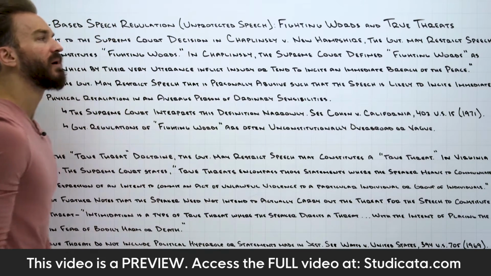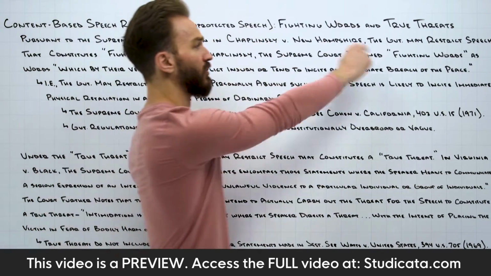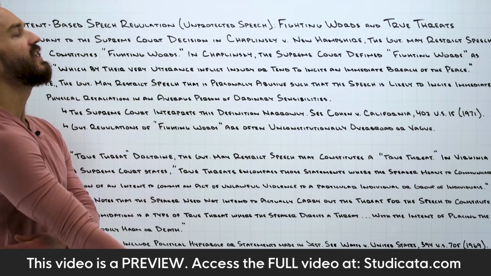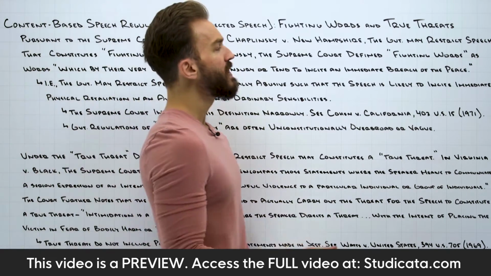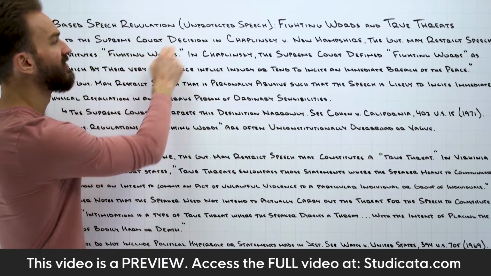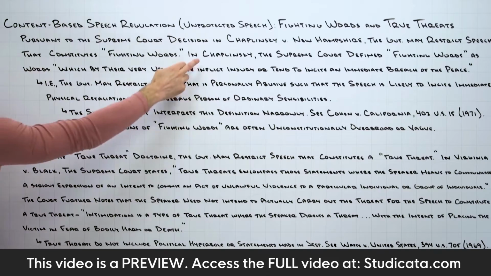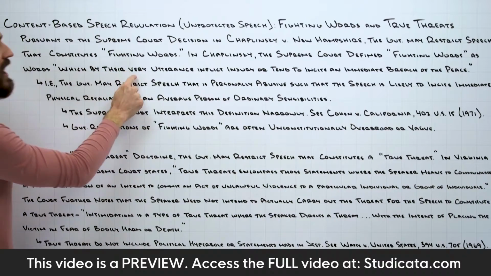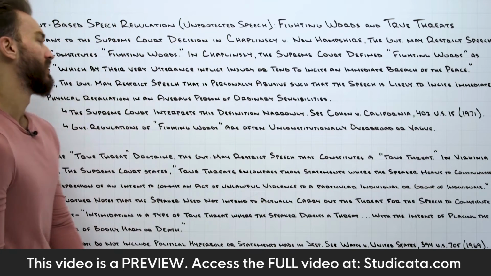So how do we do this? How do we determine whether speech being regulated by the government constitutes an unprotected category of speech like fighting words or true threats? Well, for fighting words, we start with the Supreme Court decision in Chaplinsky v. New Hampshire. Pursuant to this decision, the government may restrict speech that constitutes fighting words. Again, the Supreme Court is classifying this as an unprotected category of speech, basically outside the scope of the free speech clause of the First Amendment. In Chaplinsky, the Supreme Court defined fighting words as words which by their very utterance inflict injury or tend to incite an immediate breach of the peace.